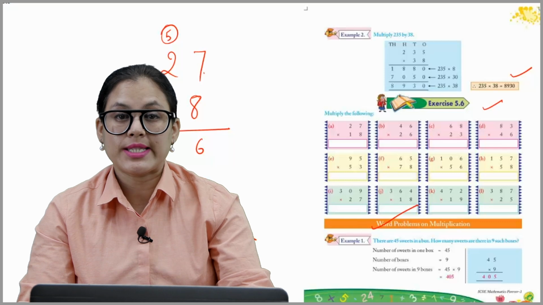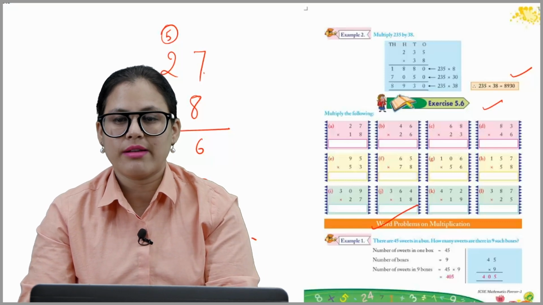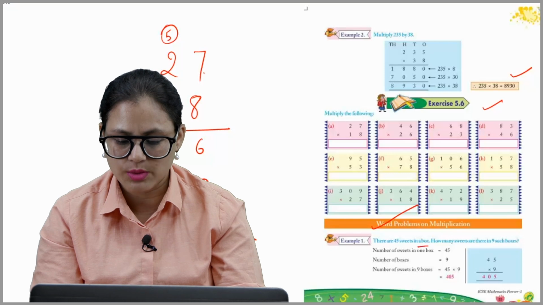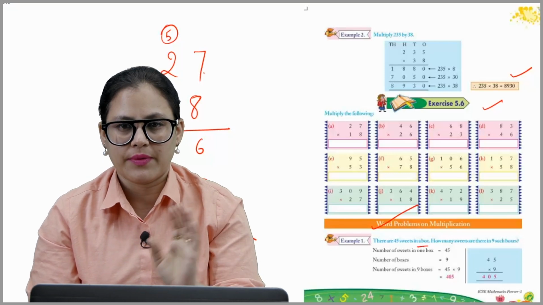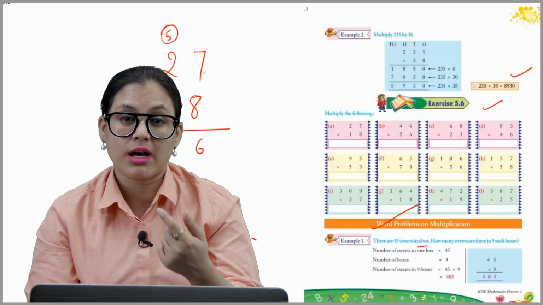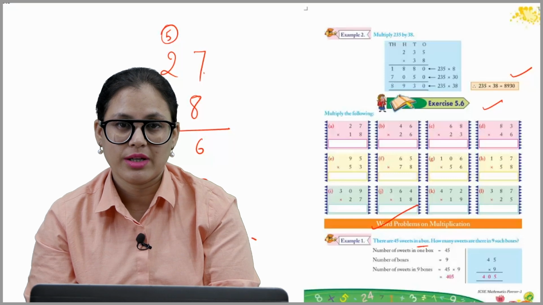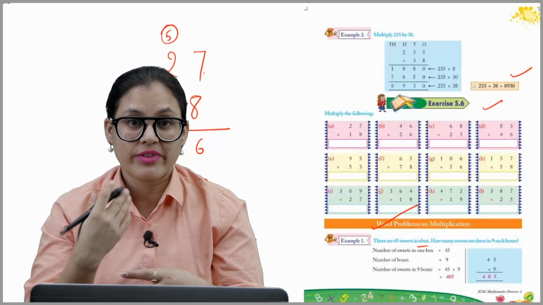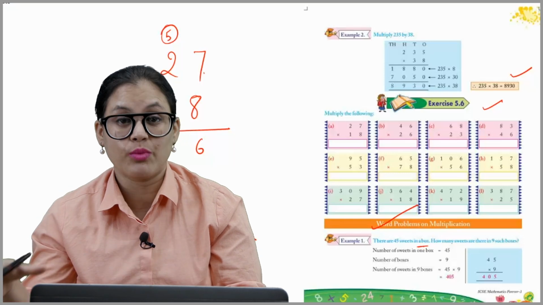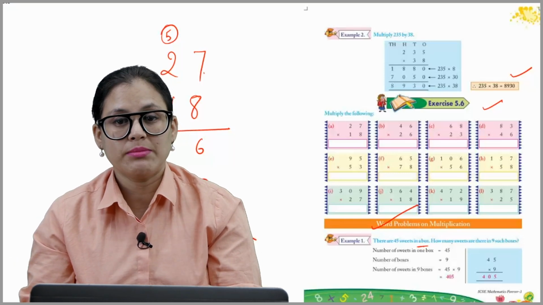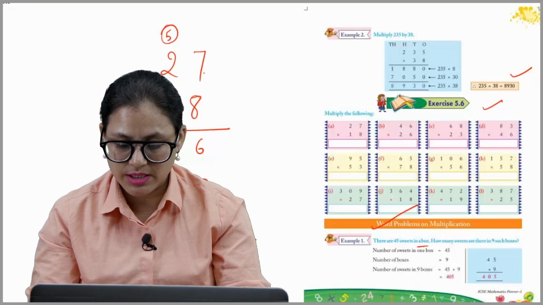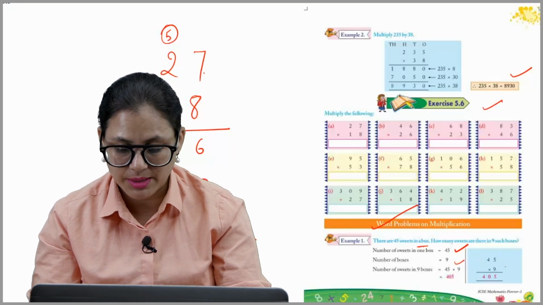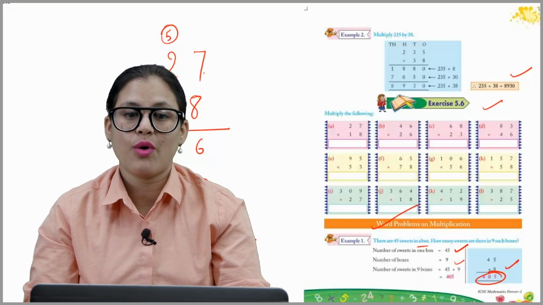Okay, now word problems on multiplication. There are 45 sweets in a box. How many sweets are there in 9 such boxes? Okay, so we are given that in one box, some sweets are there. So we have to find out how many sweets are there in 9 such boxes. Okay, so whenever we are given the quantity of one and asked the quantity of many, then what will we do? In this case, we will multiply. Number of sweets in a box, 45, number of sweets in 9 boxes, what will you do? You will multiply. So you will get this answer, that is 405.